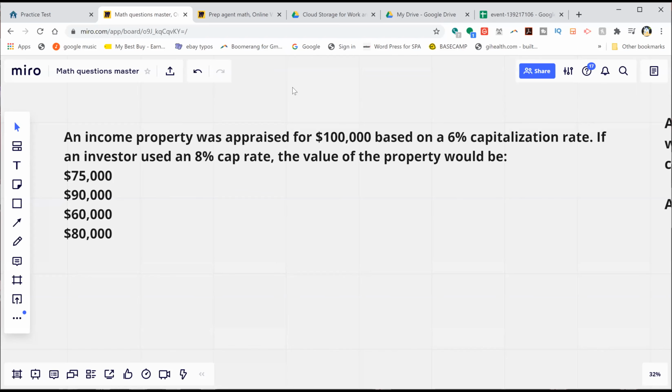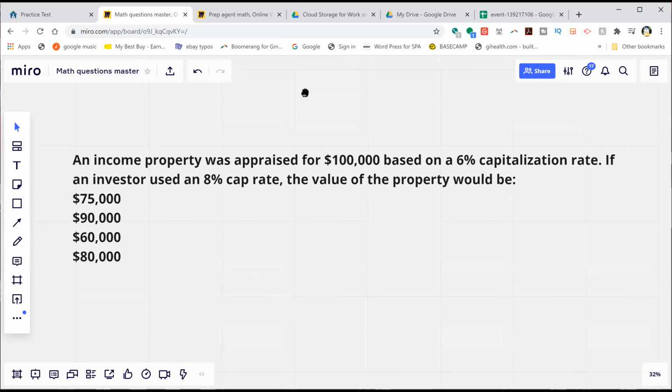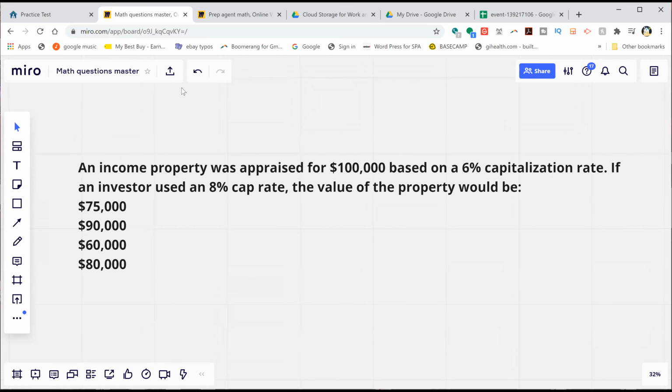So let's look at some math problems. So guys, first and foremost, get your calculators ready. And can you see my screen? Let me know in the chat if you could see my screen. Okay, so then let's do this problem.